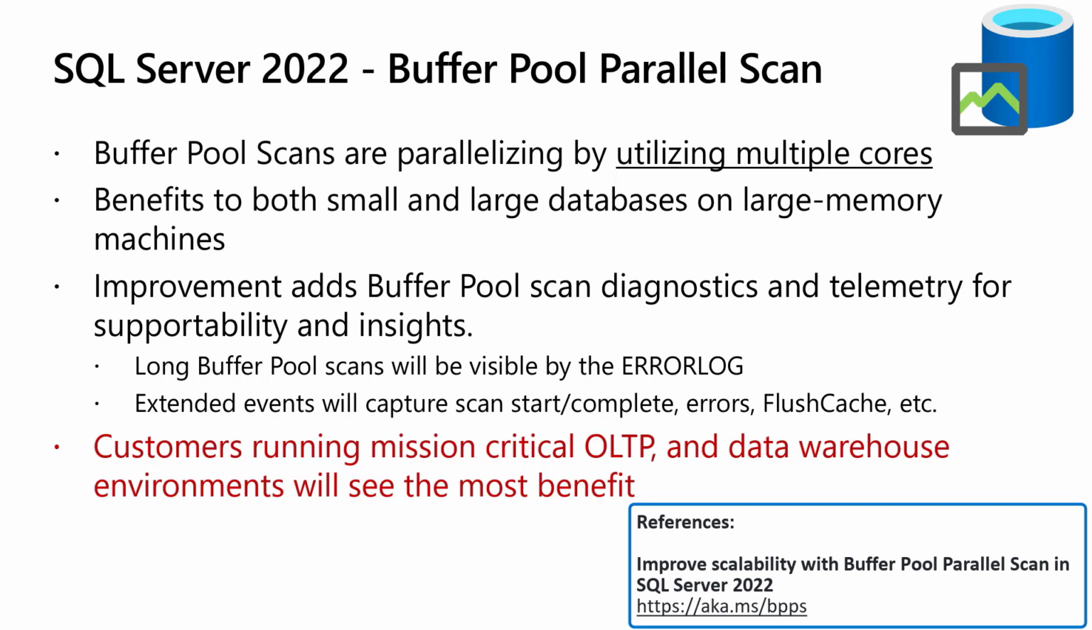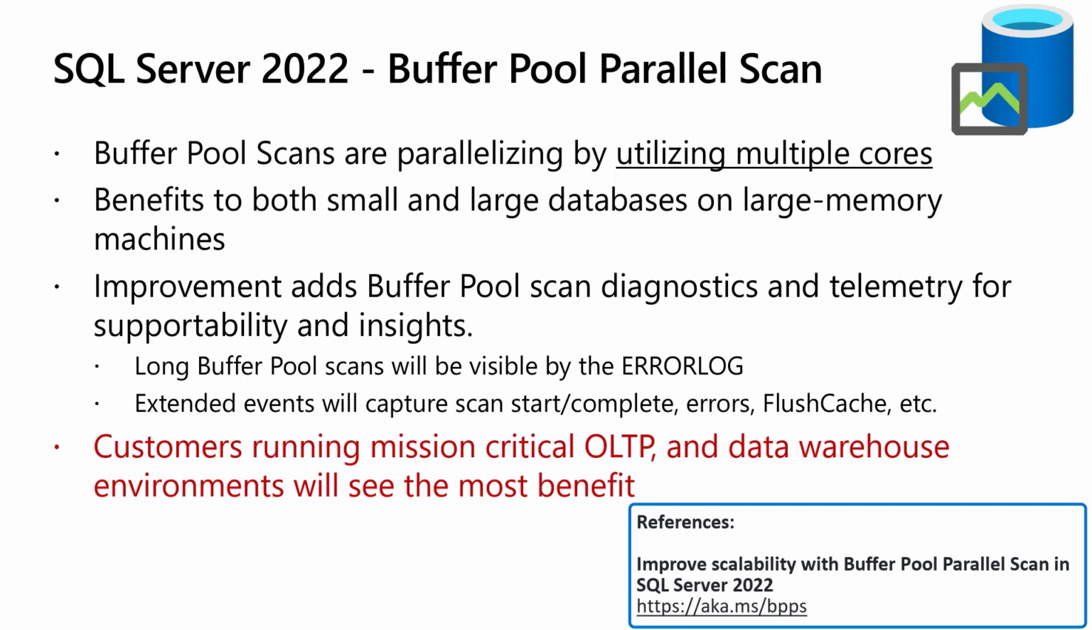Additionally, you may notice that we have backported the buffer pool scan telemetry for supportability. Long buffer pool scans will be visible in the error log starting with SQL Server 2016 SP3, and more details can be captured using various extended events. In SQL Server 2022, we are adding new extended events for scan start and complete, capturing error log events, and flush cache operations for parallel buffer pool events. So customers can already start looking for these events in their current deployments. Even in SQL Server 2016 SP3, we can track long buffer pool scans, so we can start tracking and taking note of how SQL Server 2022 can help improve performance.